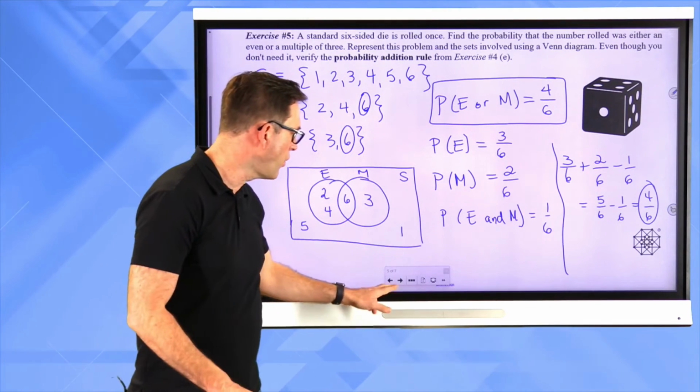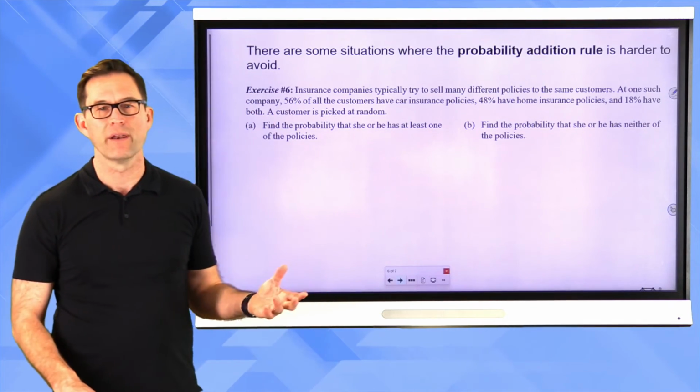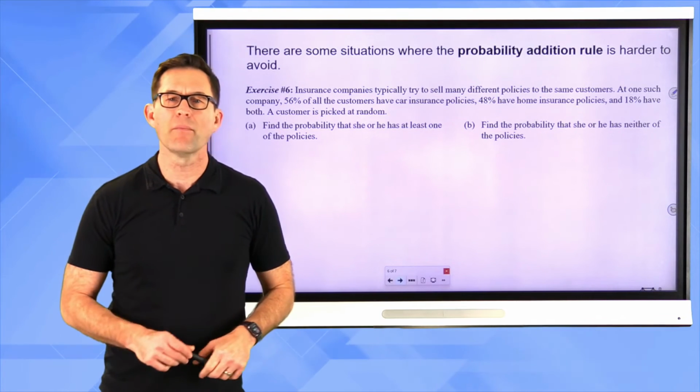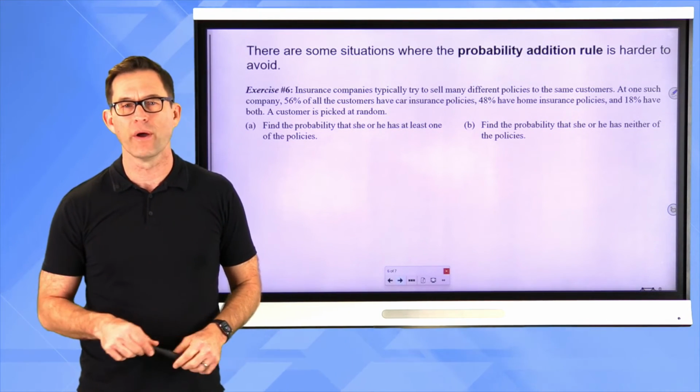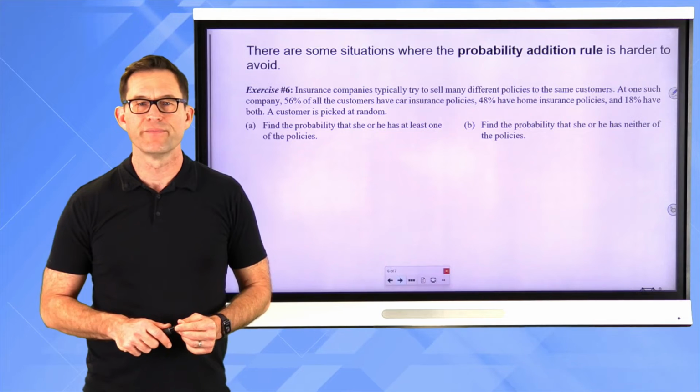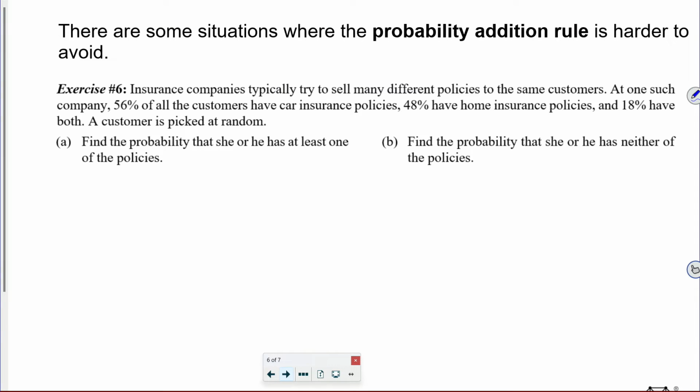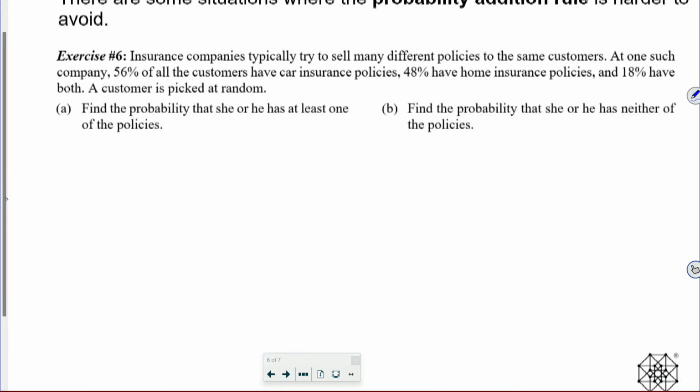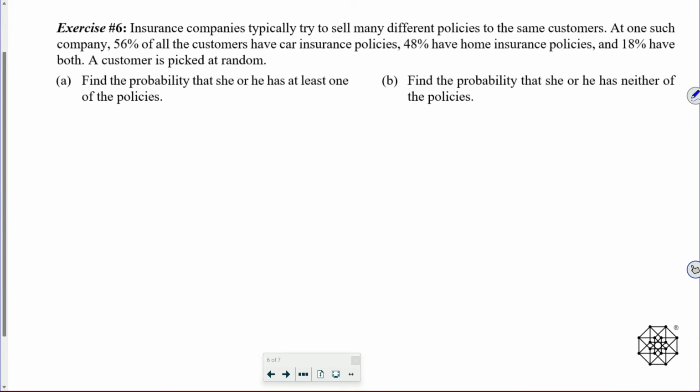But let's take a look at one that isn't so easy to avoid. There are some situations where the probability addition rule is harder to avoid. Exercise number 6. Insurance companies typically try to sell many different policies to the same customers. At one such company, 56% of all the customers have car insurance policies.